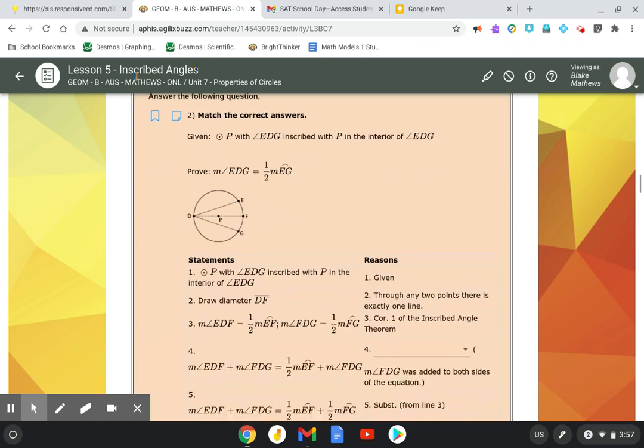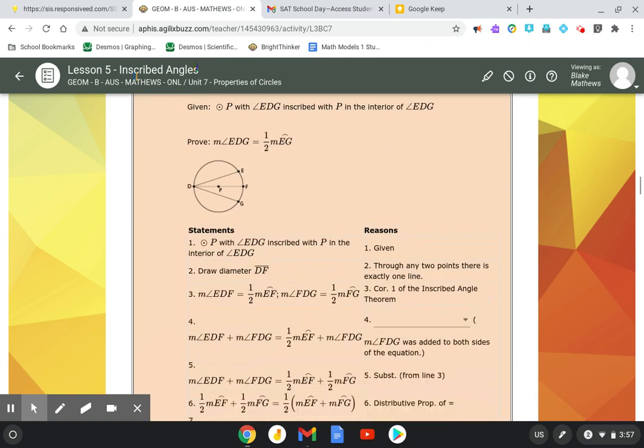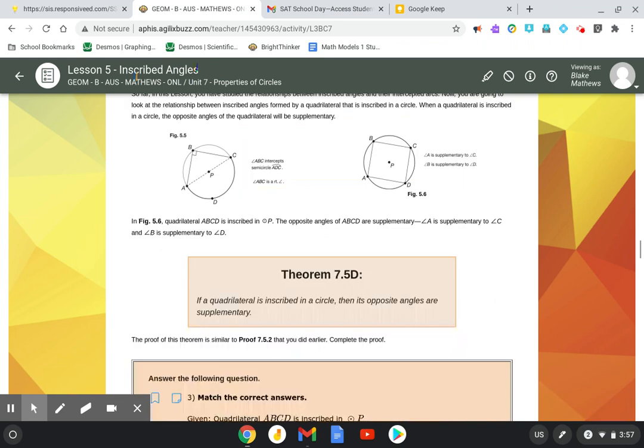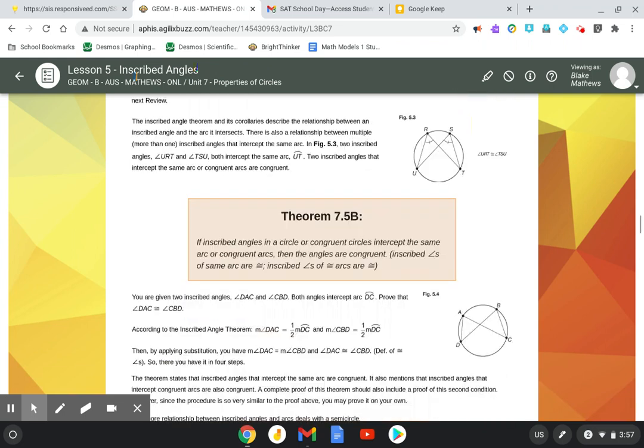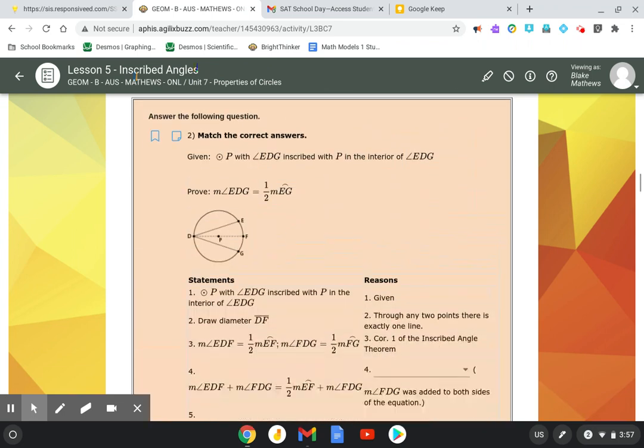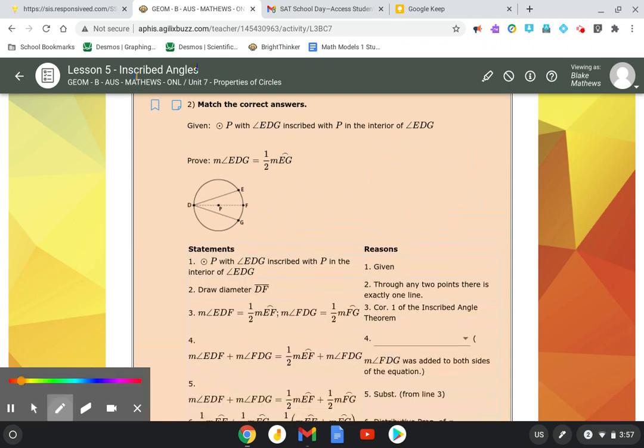Okay, let's go with it. We have two more proofs, I think. Yeah, quite a few. All right, let's keep going. Next one, circle P with EDG inscribed. This is an inscribed angle, EDG, with P in the interior. So we have EDG. Get that drawn in.